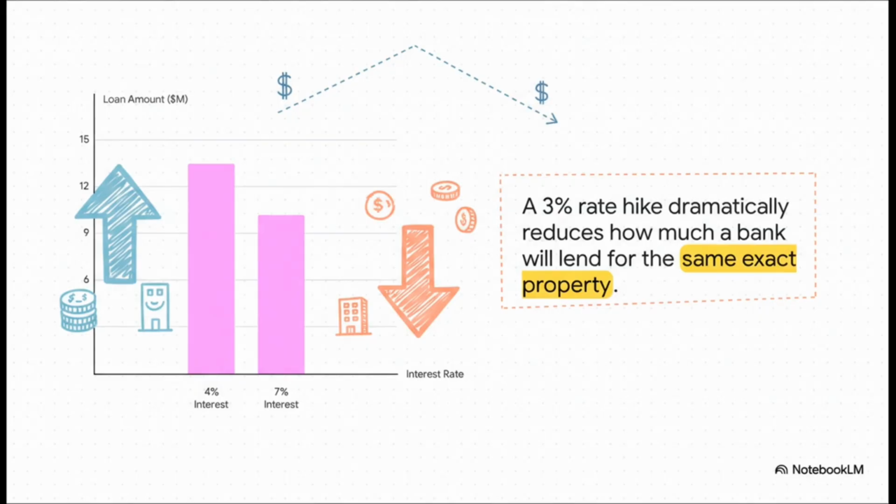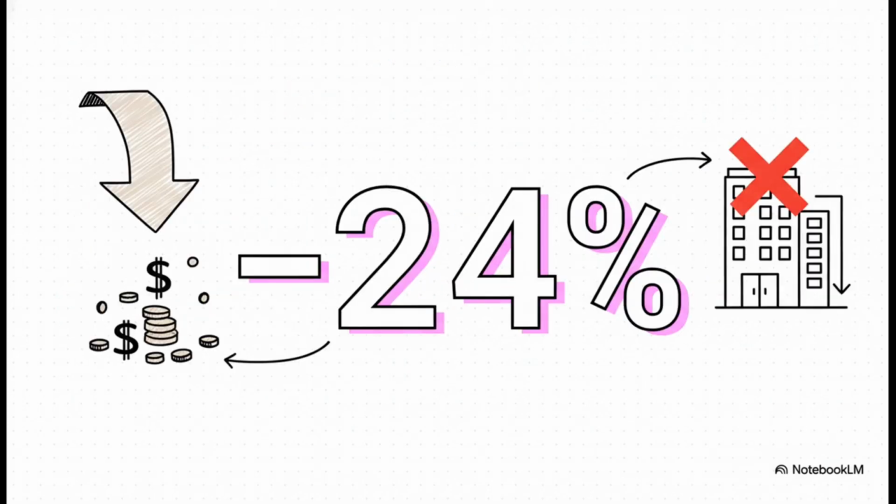When the interest rate is 4%, a bank might lend you, say, $13.5 million. But if rates shoot up to 7% for the exact same property with the exact same income, they're only going to lend you about $10.2 million. That is a massive, massive difference. I mean, just let that sink in for a second. A 3% jump in interest rates just vaporized nearly a quarter of your buying power. So now what?